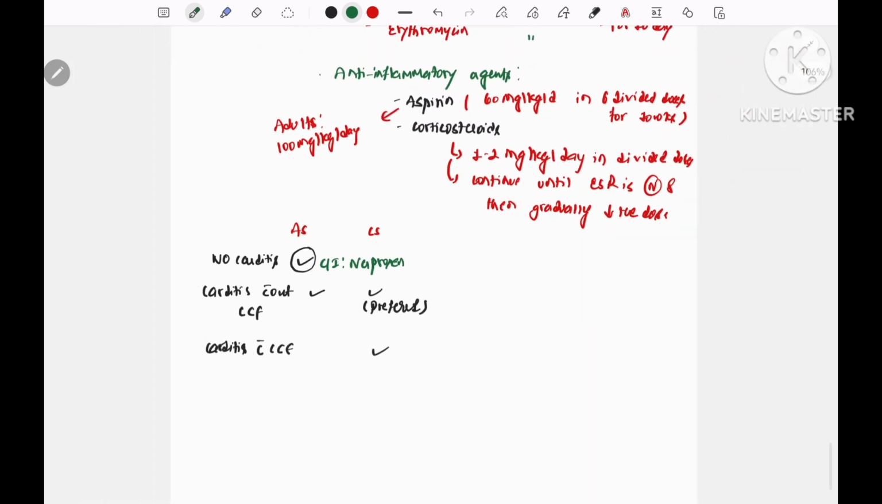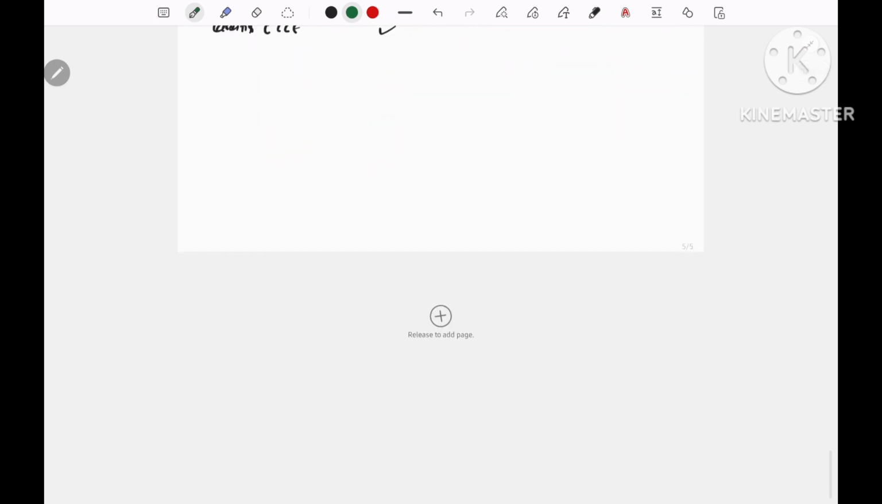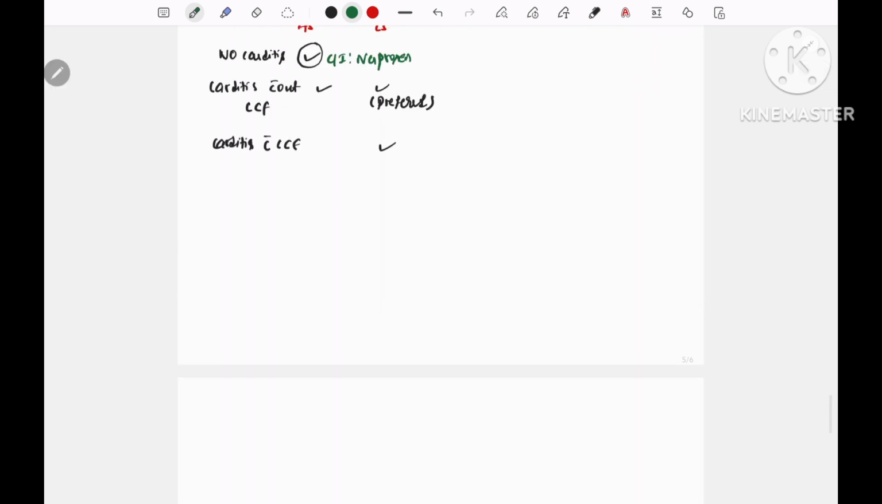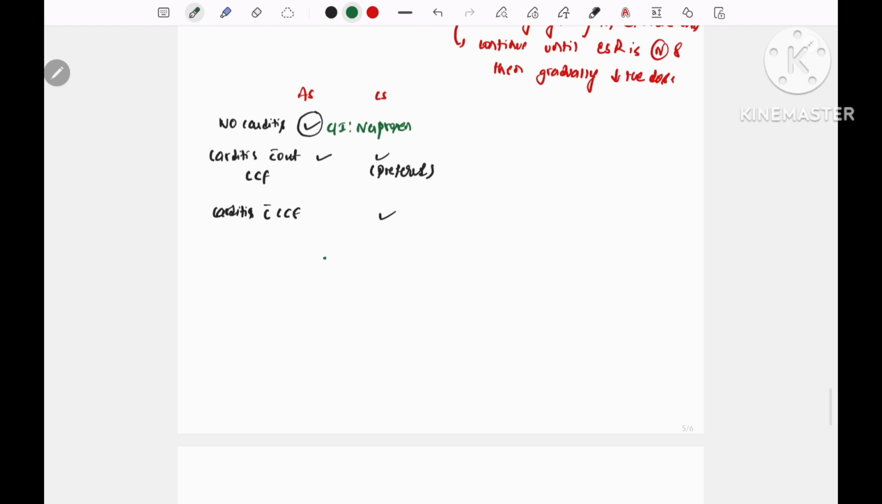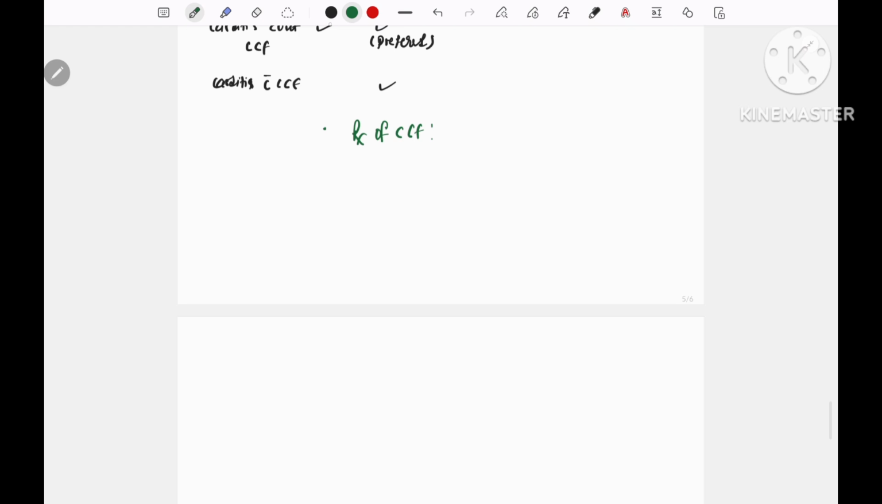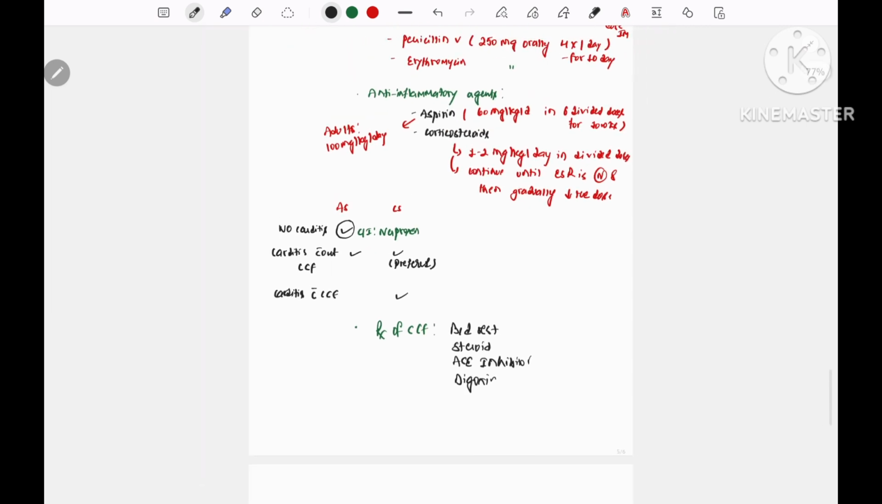Now we'll talk about the third point, that is the treatment of congestive cardiac failure. For treatment of congestive cardiac failure, there should be proper bed rest. We can give steroid, we can give ACE inhibitor and digoxin. So this is the treatment of congestive cardiac failure.